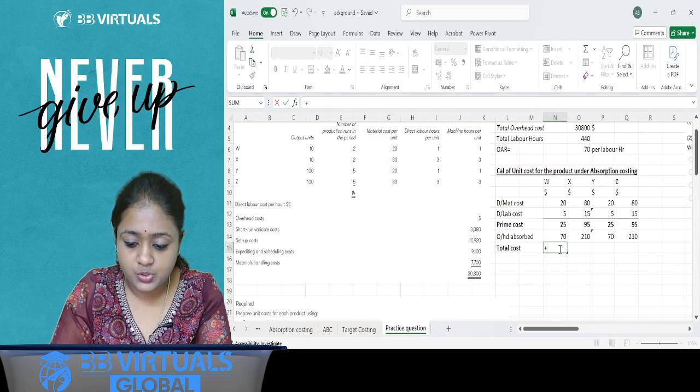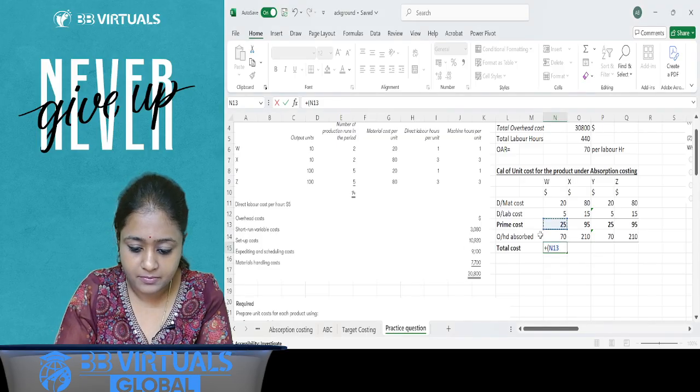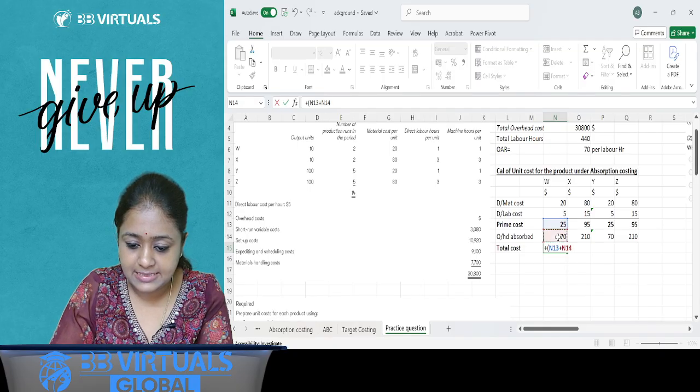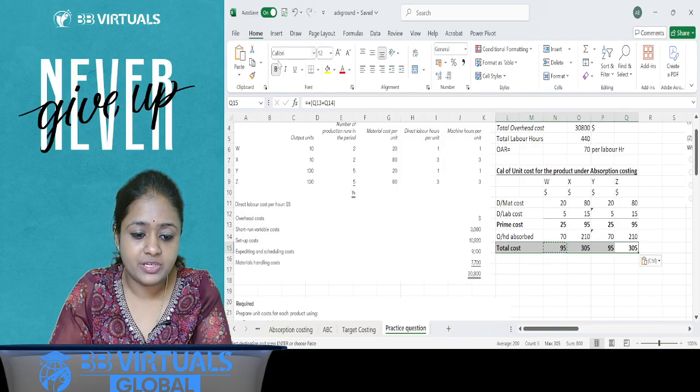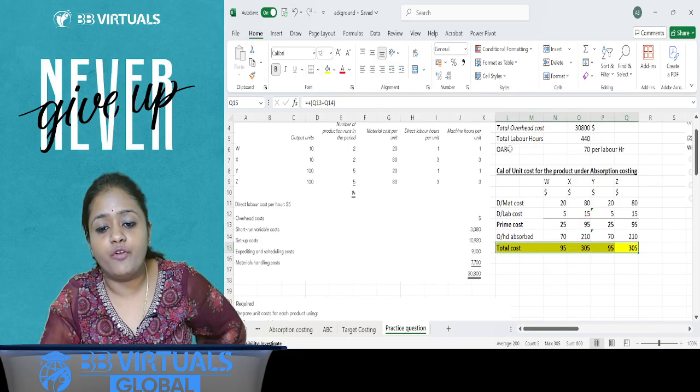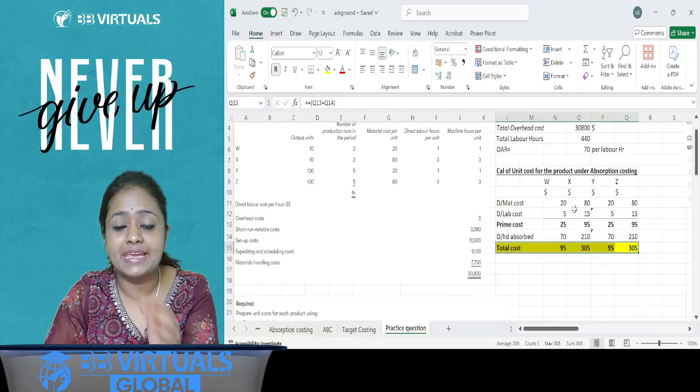Your total cost would be this plus this. So keep a note of it. What is the total cost that you have got for your products W, X, Y, and Z?